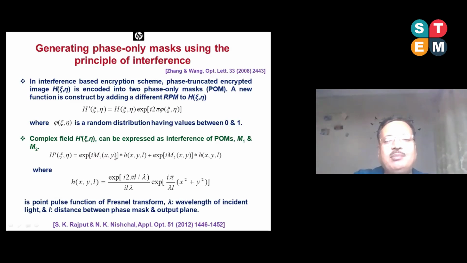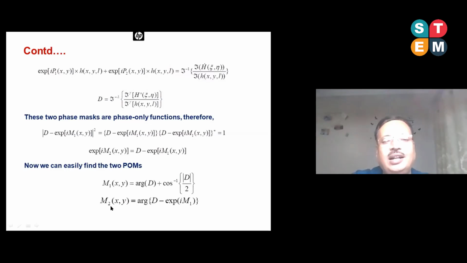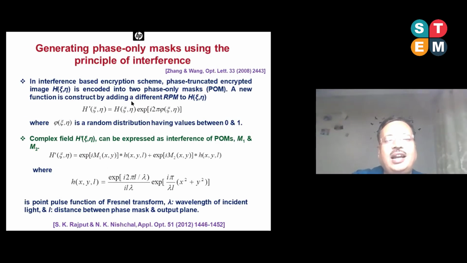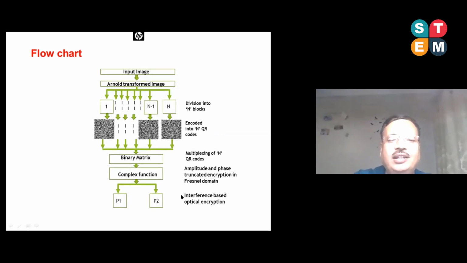In this way, we can convert this one complex function into two complex functions, which we call phase-only masks. This is what is obtained here. M1(x,y) and M2(x,y) can be obtained by these mathematical expressions. This is done analytically. So our main idea is that we have this function h(ξ,η), and from it we want to obtain two phase-only functions, M1 and M2. And this is what we apply here as P1, P2 or M1, M2. This is what we call interference-based optical encryption.